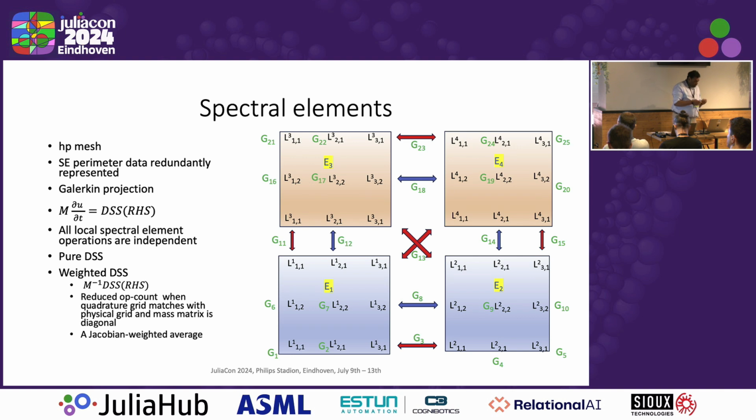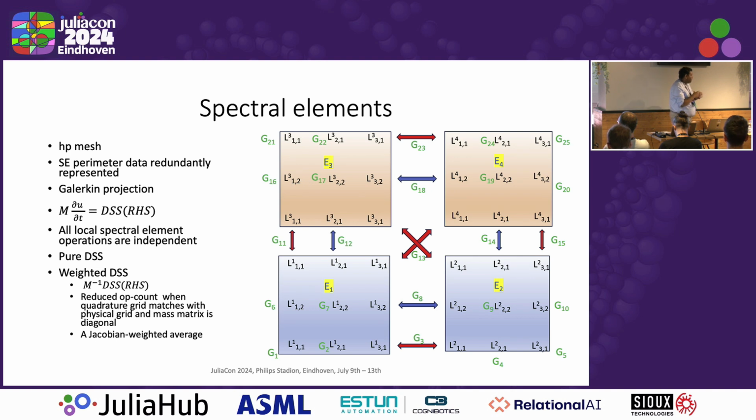And then once we discretize the spatial equations using Galerkin projection, the details are not that important for the talk, but we will eventually end up with a term that looks like this: mass times the derivative is DSS of RHS, where the right-hand side can be evaluated completely local to a spectral element, and thereby completely local to a given process. So the major communication cost for this algorithm comes from the direct stiffness summation.